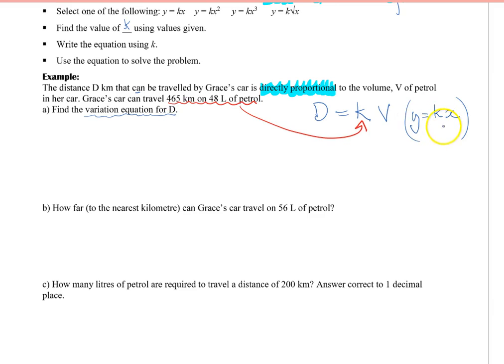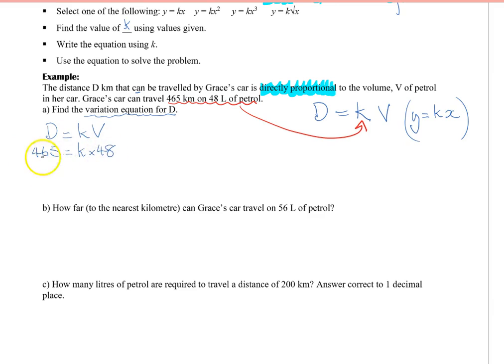Now, like I said, you could be working in terms of Y and X. However, I think it's easier in an example like this to go with the D and the V because it was given. So for now, I know that D is equal to KV. But I was given this information that I've underlined there in red so that I can work out the value of K. So the Grace's car can travel 465 kilometres, tells me the distance. 465 equals K times, and the volume of petrol is 48 litres.